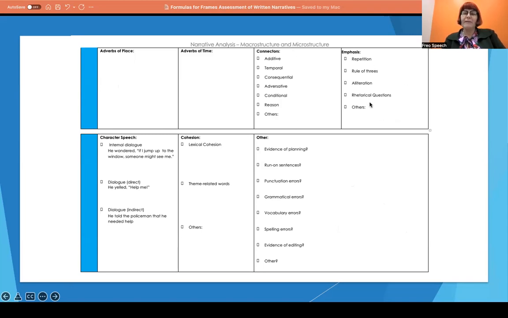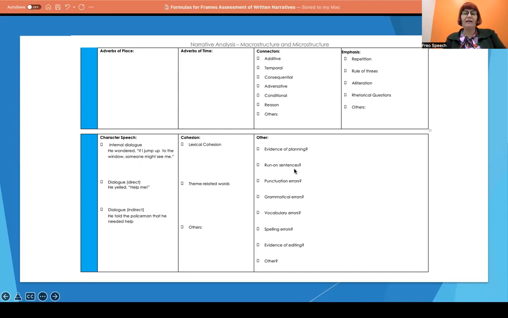What are they using to emphasise? Are they using repetition or rule of threes, alliteration, rhetorical devices, or other? And down here, some internal speech. Are they using any internal dialogue, such as "he wondered", "he thought", dialogue, direct or indirect? And in terms of lexical cohesion, how well are they maintaining that tightness of cohesion throughout the story? And then there's just other.